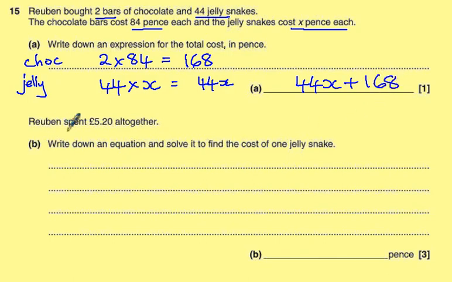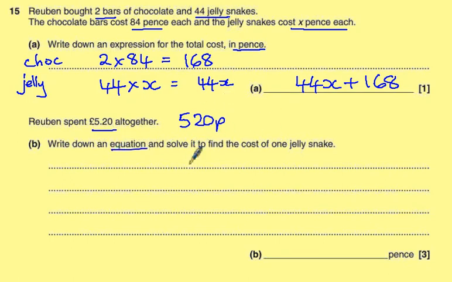Reuben spent £5.20 altogether. Write down an equation and solve it to find the cost of 1 jelly snake. Now in part A we wrote an expression in pence. We're given in part B £5.20, so let's change that £5.20 into 520 pence. So for our first mark is to write down an equation.